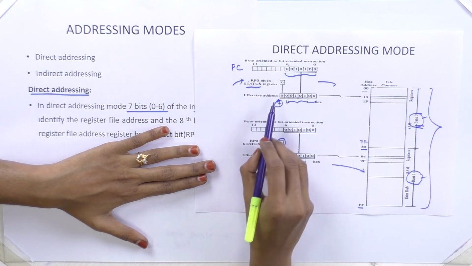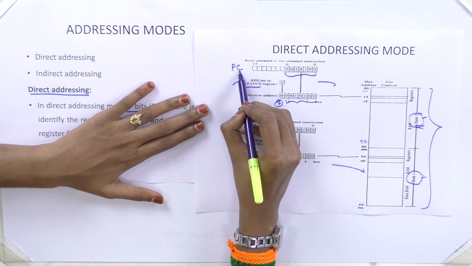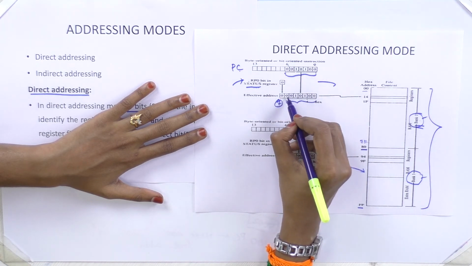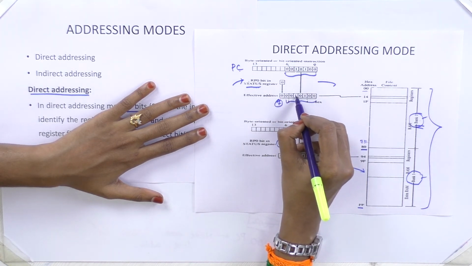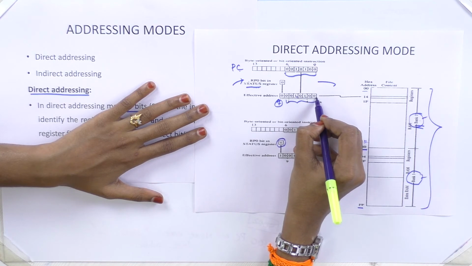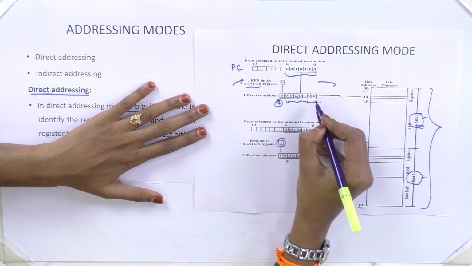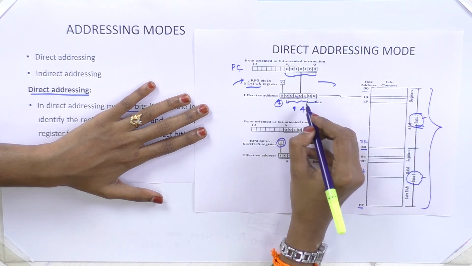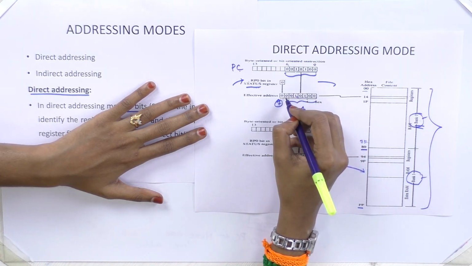Here I have taken an example. This is your PC register. From bit number 0 to bit number 6, you have some values, which is nothing but 00, 10, 100. Then this will frame a value 14. So 4 here. Here you have 1 automatically.